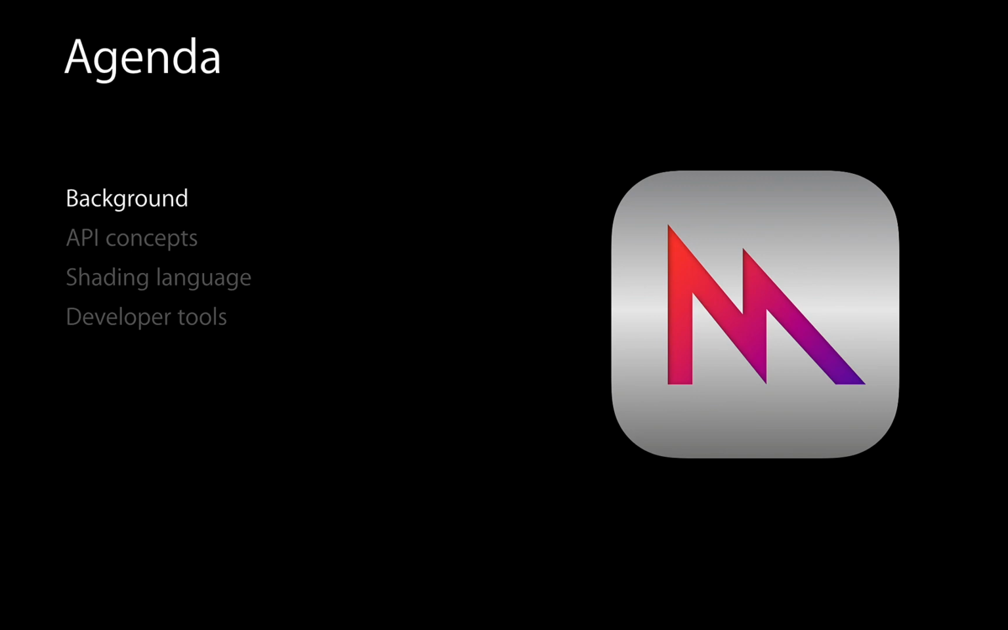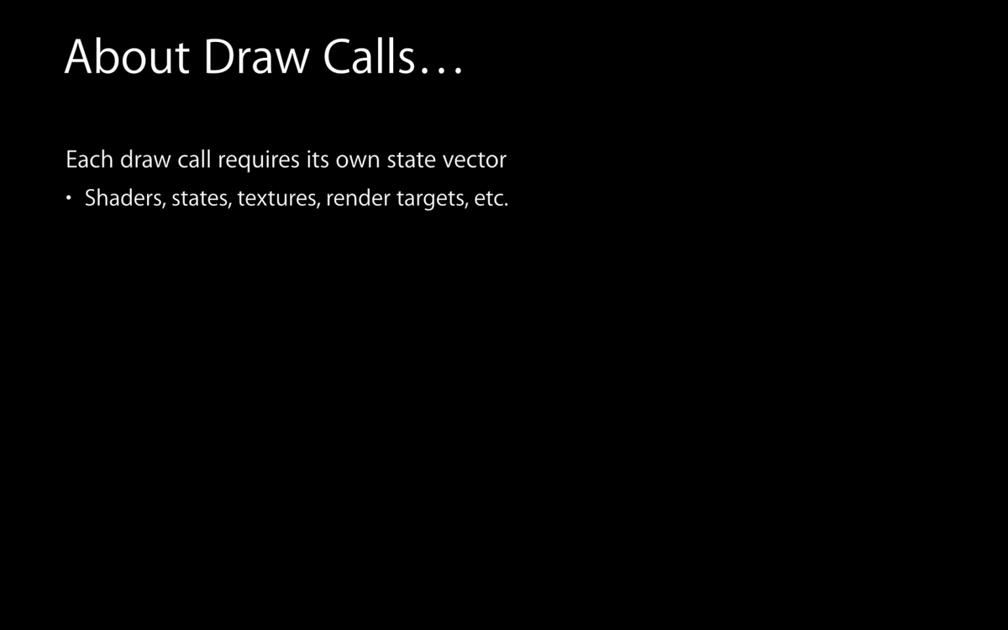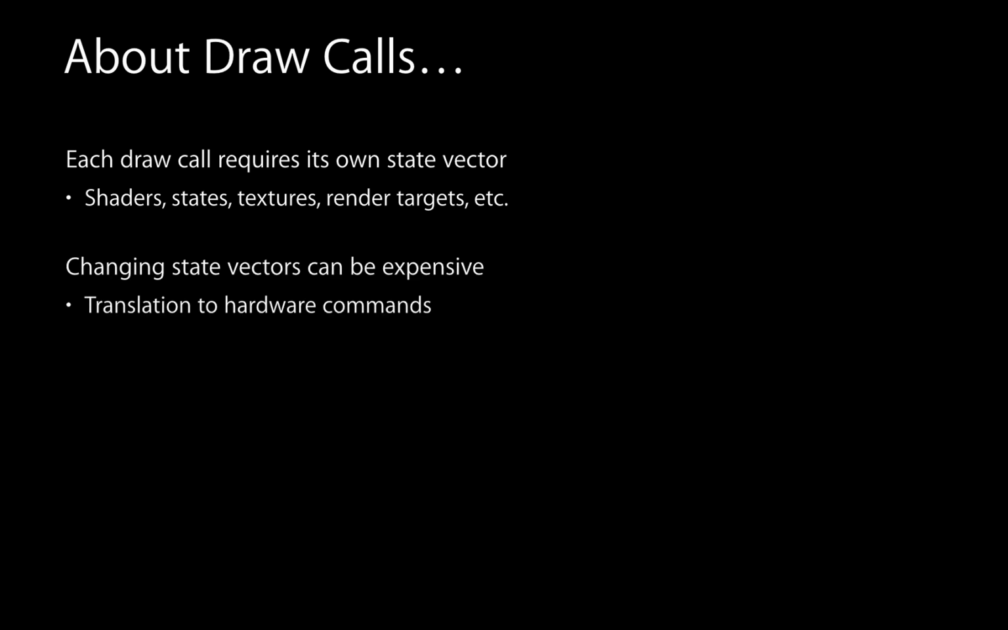You also heard in the keynote that Metal provides up to 10x the number of draw calls for your application. What does that really mean? Well, it's important to think about draw calls in this way. Each draw call requires its own graphics state vector. So when you're specifying that you would like to draw something with the GPU, you also need to tell the GPU which shaders, which states, how you want to configure the textures and the rendering destinations.